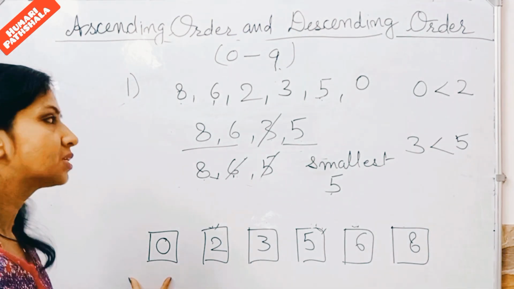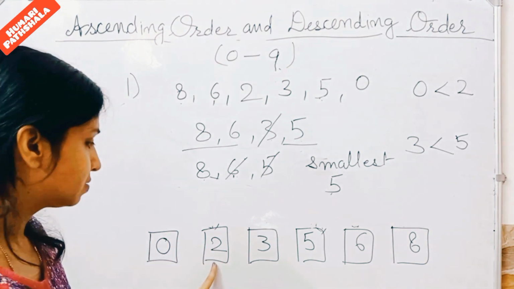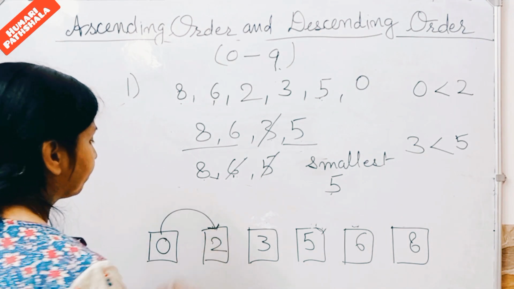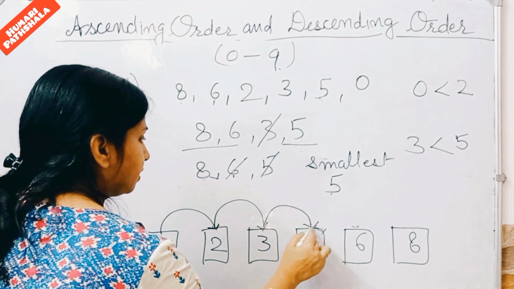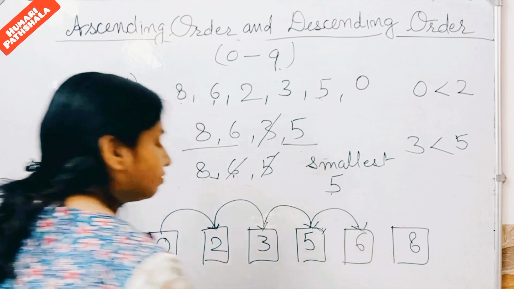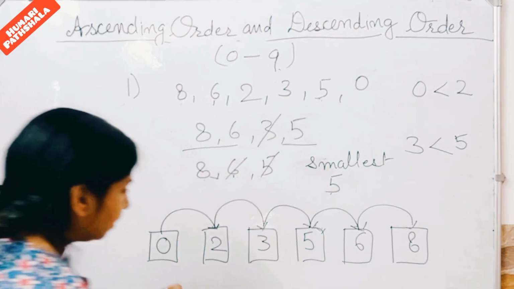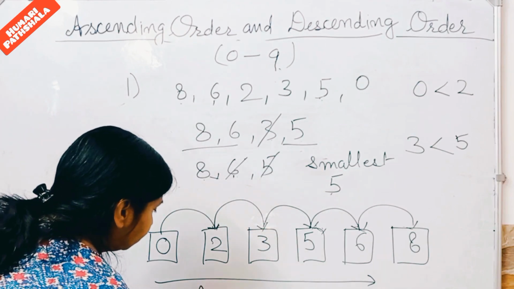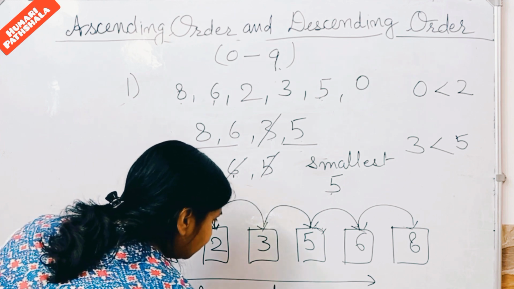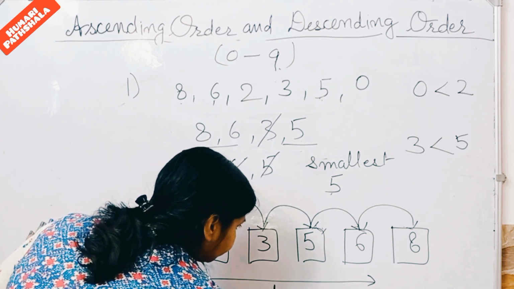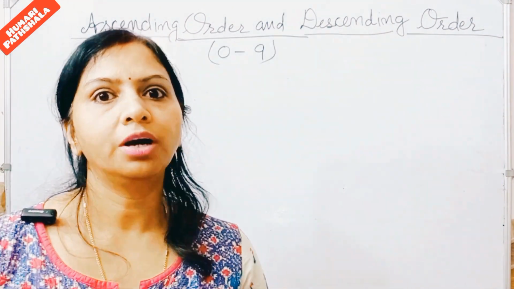The smallest number in this group is 0. 2 is greater than 0. 3 is greater than 2. 5 is greater than 3. 6 is greater than 5. 8 is greater than 6. So we have arranged it in increasing or ascending order. Okay, this is ascending order. The ascending order keyword will be smaller to bigger.